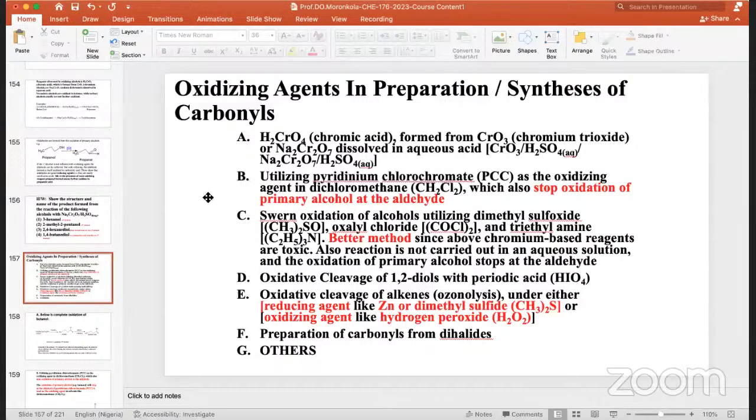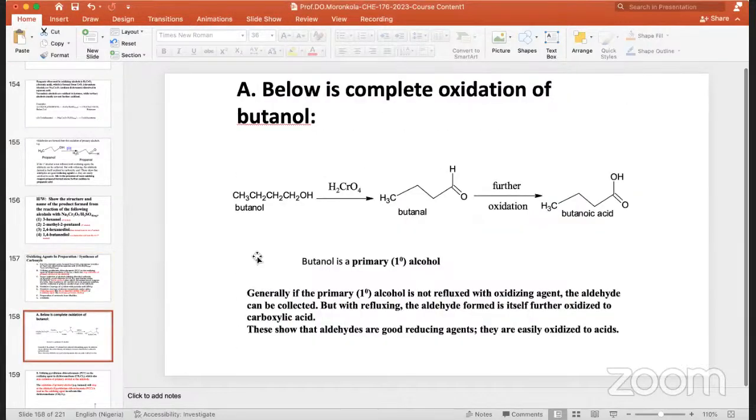So the first one is your chromium compounds, A. Anytime you make use of chromium compounds, generally our primary alcohols will oxidize first to the aldehyde, and in the presence of refluxing, you will see that the aldehyde that is formed will further oxidize to the carboxylic acid.